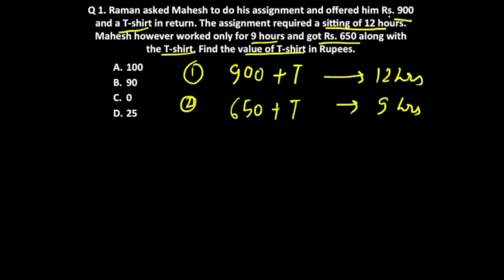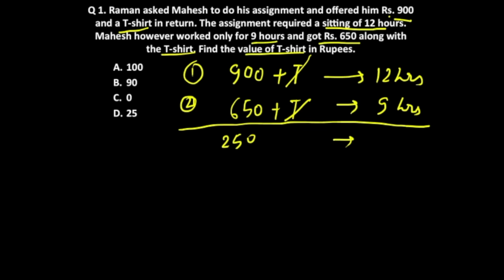So what we'll do here, we'll try to subtract the second one from the first one. This gets cancelled out. 900 minus 650 is 250 and here on this right hand side we'll get 3 hours. So now we have the value of 3 hours. So for 3 hours ideally one should get 250 rupees. But we also know that the value of 9 hours is this thing, 650 plus the t-shirt.